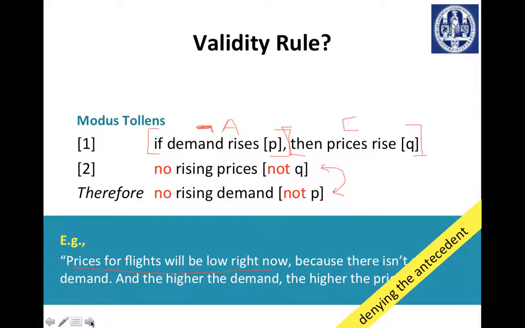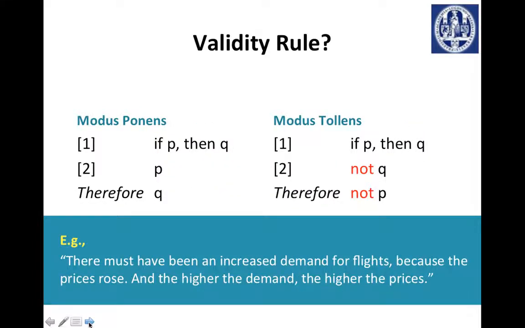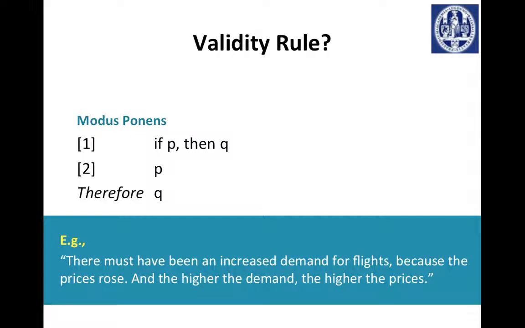Let's move on quickly. You can also make another mistake here with the modus ponens, and I can show you that by adapting our example a little bit. So take a look at this formulation of our example. I could have a standpoint that there must have been an increased demand for flights, because I argue the prices rose, and the higher the demand, the higher the prices. So here we don't have any negation, so we discard the modus tollens.